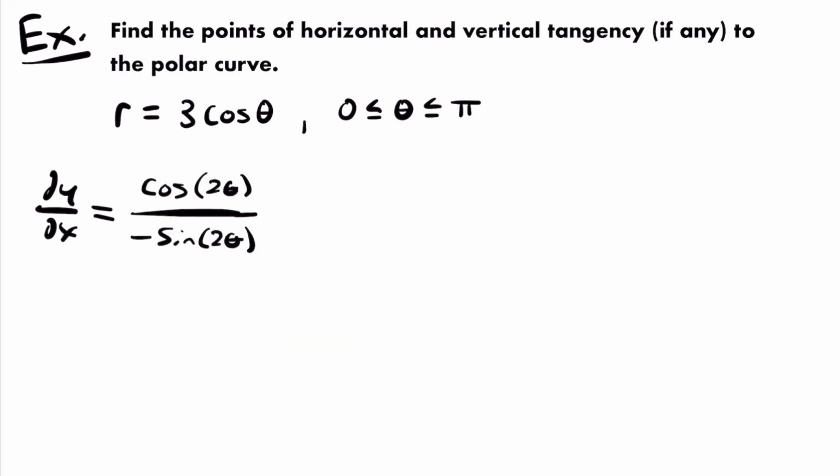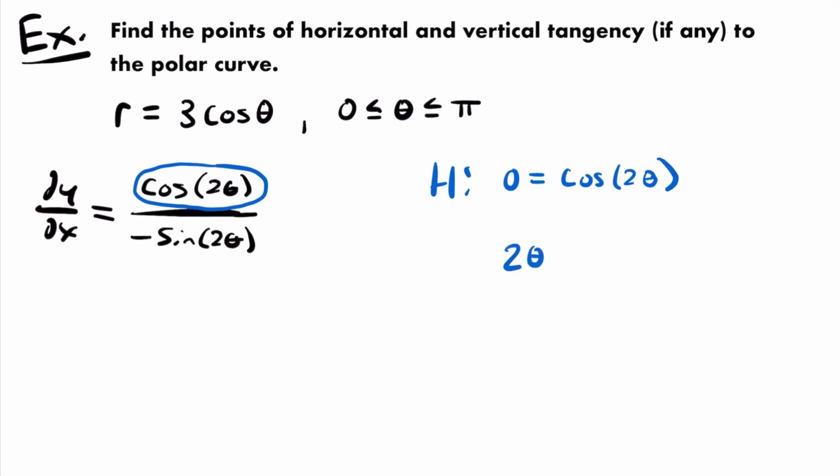All right, and so let's start by finding our points of horizontal tangency. Remember that points of horizontal tangency occur where the slope is 0, and that's going to occur when the numerator of our derivative is equal to 0. All right, so we'll have 0 is equal to cosine of 2 theta, and so when is cosine of 2 theta going to be equal to 0? Well, we know that cosine is equal to 0 when theta equals pi divided by 2 or 3 pi divided by 2, but in this case we have 2 theta, and so what we can do is set 2 theta equal to pi divided by 2 and 2 theta equal to 3 pi divided by 2.